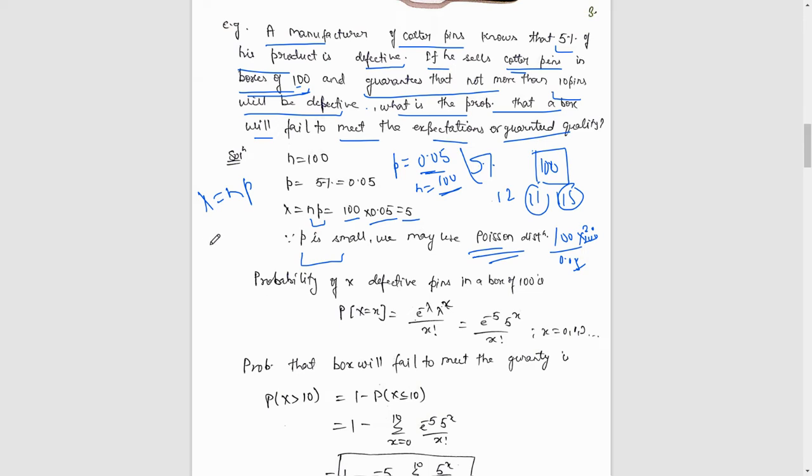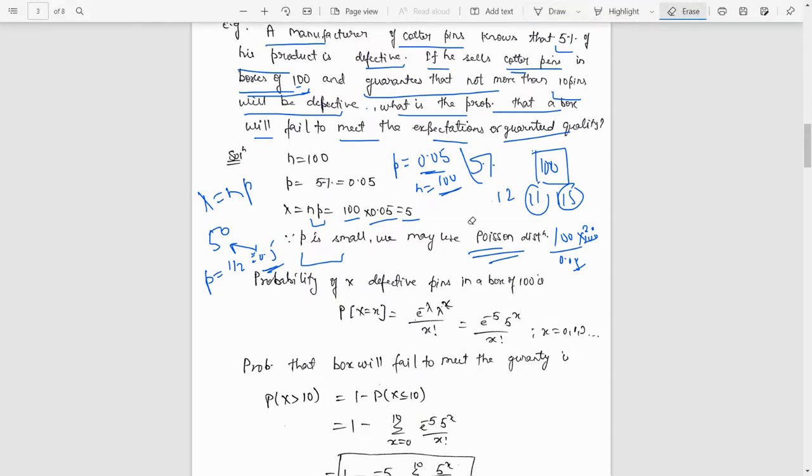The case of the binomial distribution is very simple. Let's say you are tossing 50 coins, and the probability of getting a head is 1 by 2, which is 0.5. Compared to this, you can see that this is very large, and 0.05 is very, very, very small. That's why you have to keep in mind where you have to use the Poisson distribution, or where you have to use the binomial distribution.